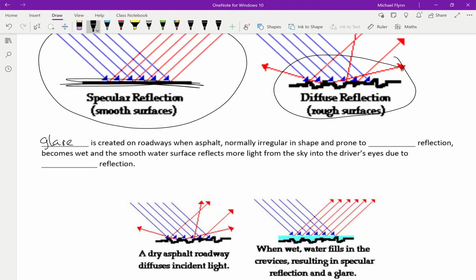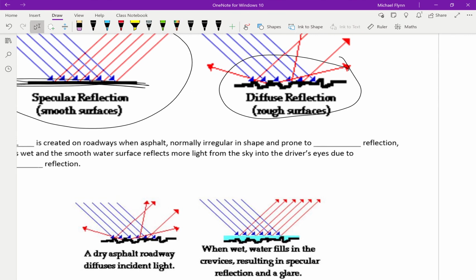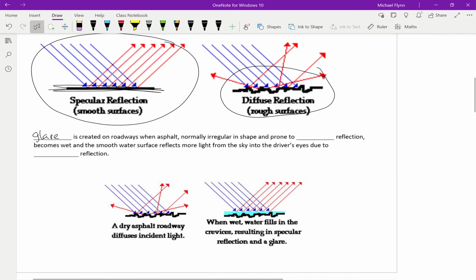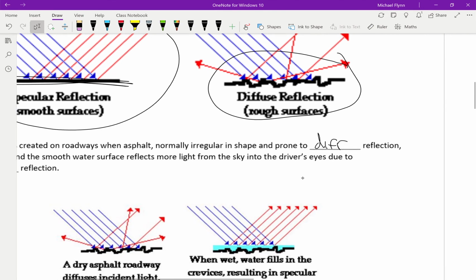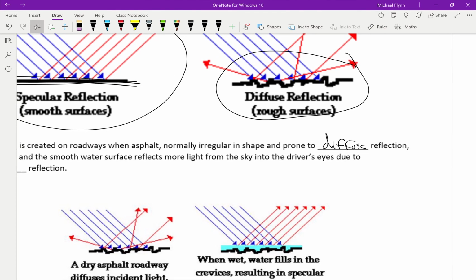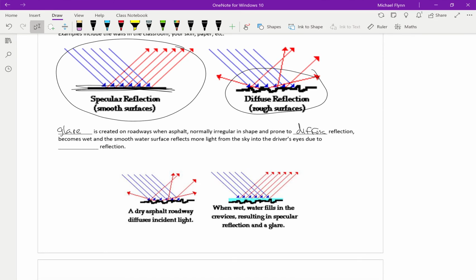If the sun shines off of that layer of water, the reflection into the face of everyone driving on that road can be quite distracting. And so we try to keep the roads dry for that reason, and have drainage so that puddles don't form on the road that give specular reflections like that. So normally, the asphalt is prone to diffuse reflection. However, when it's wet, you get specular reflection.